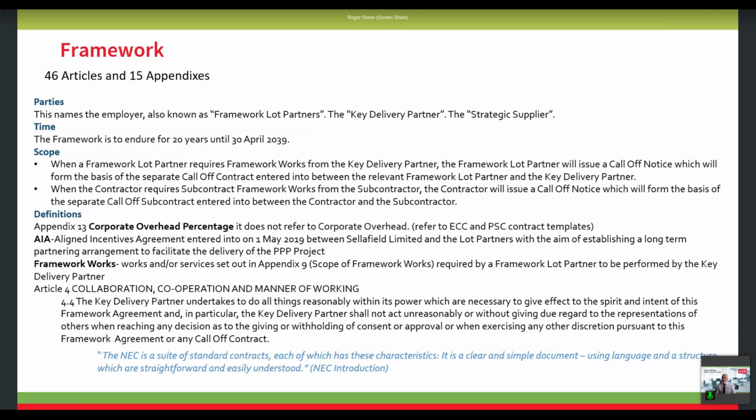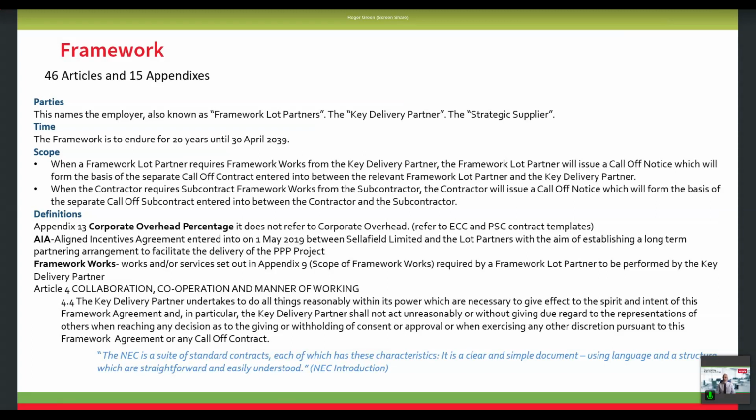So that the key delivery partner does all things reasonably within its powers which are necessary to give effect to the spirit and the intent of this framework agreement. In particular, the key delivery partner shall not act unreasonably or without giving due regard to the representations of others when reaching any decision as to the giving or withholding of consent or approval, or when exercising any other discretion pursuant to this framework agreement or call-off contract.